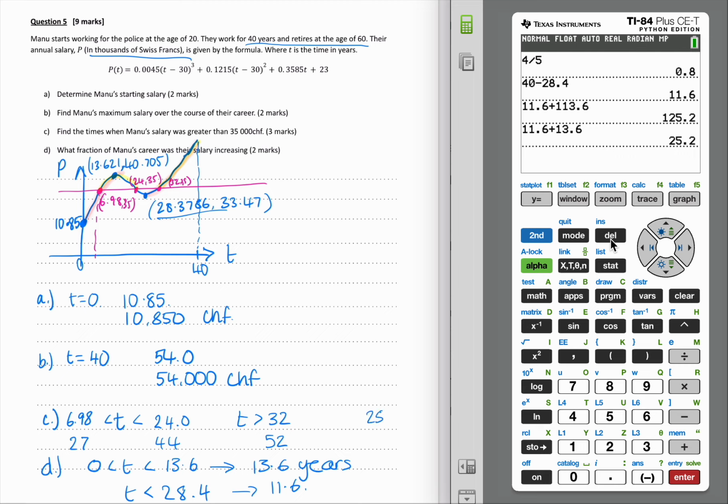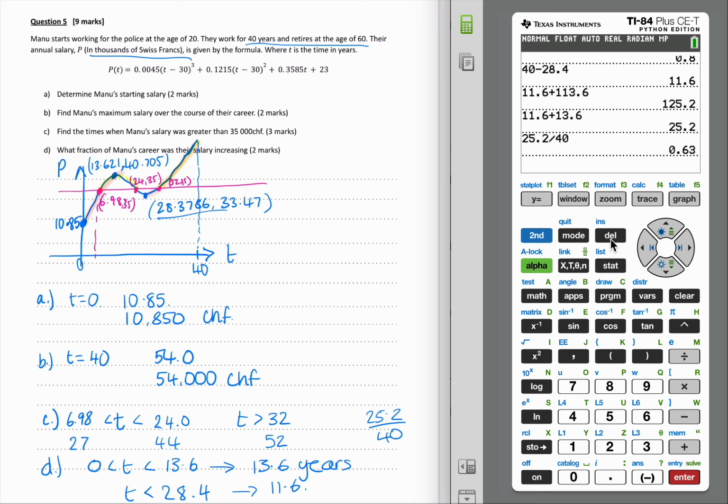So 25.2 out of the 40 years that he worked in total. So it's this divided by 40. And we can see there that it's 0.63. That's how much of his career he's been increasing for. So 63/100ths.